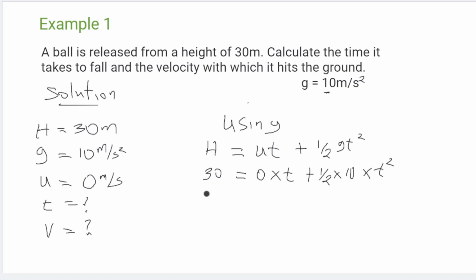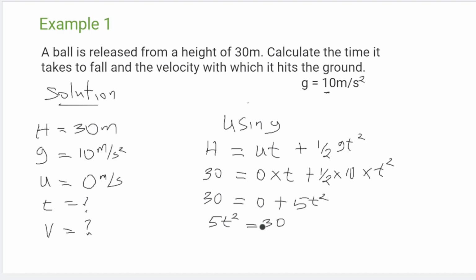So I have my 30 equals 0 times t, which will give us 0, plus half times 10, which will give us 5, so 5t square. Now as it is like this, we know that 0 plus anything will still be that value. So I'm going to have 5t square equals to 30. That's what we're going to have.